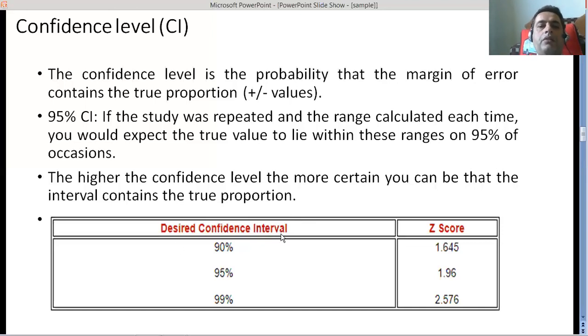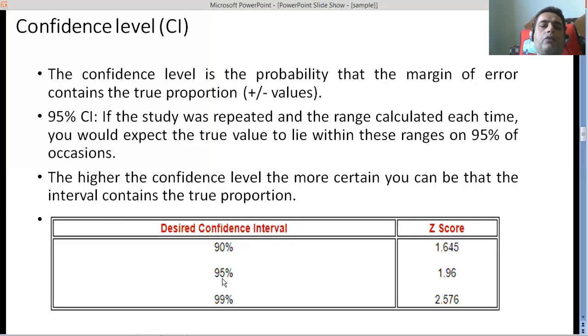So this is the desired confidence level. You can see other tables here, but most studies use 90%, 95%, or 99%. And the Z-score for these values is also given in the table, so you can just pick it from there. If you are using a 90% confidence interval, for instance, in the formula you put 1.645 instead of Z.